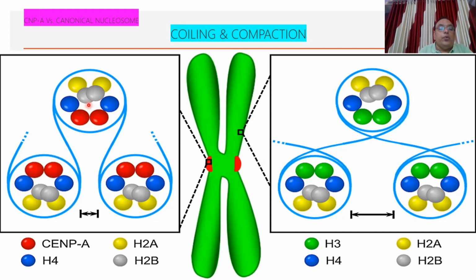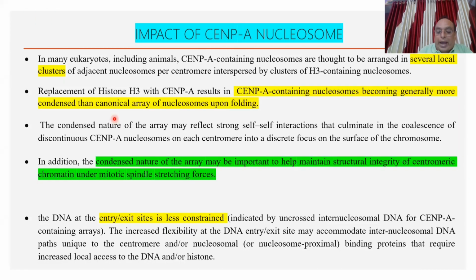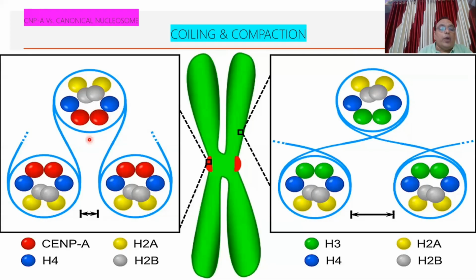These changes have led to impacts. What are the impacts? Number one is compaction. As I told you, you see these two histone cores, these octamers with DNA wrapped around them, that is these two nucleosomes, they have come to lie closer to each other. Here they are distant. So this compaction results from the replacement of canonical H3 by CENP-A.